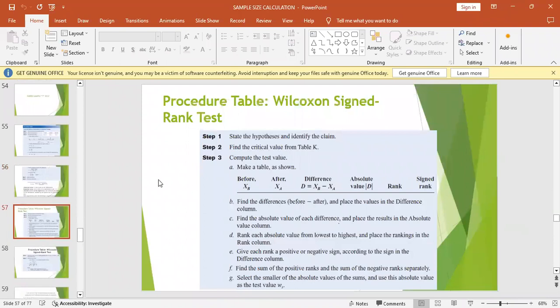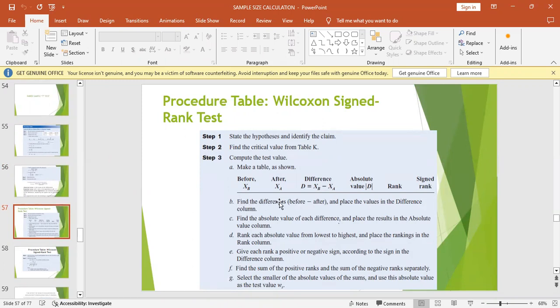Now the Wilcoxon sign rank test. This is the non-parametric counterpart of the dependent sample t-test. In this, the steps are: we state the hypothesis, identify the claim, and in the next step, we find the critical value from table K. Then we compute the test value. We make a table as shown in the figure. It is much like the previous one.